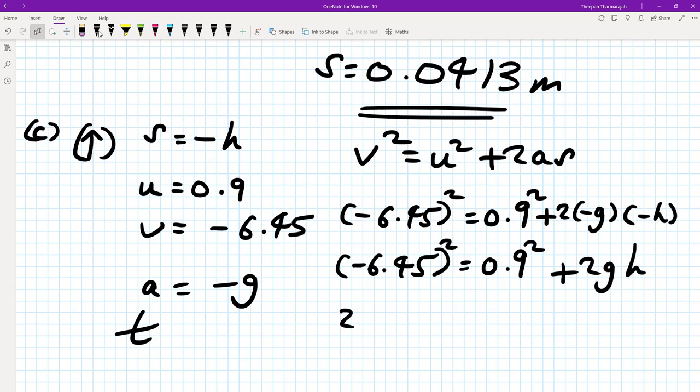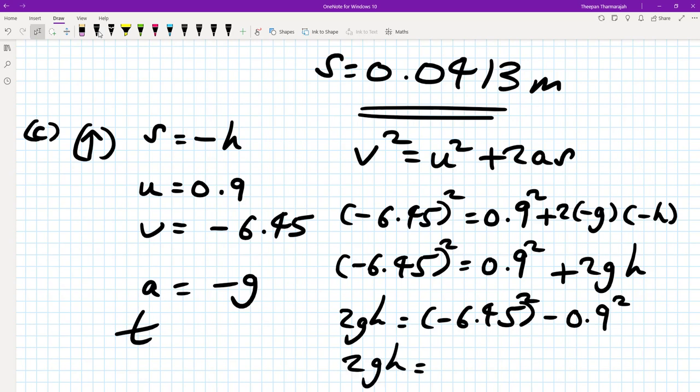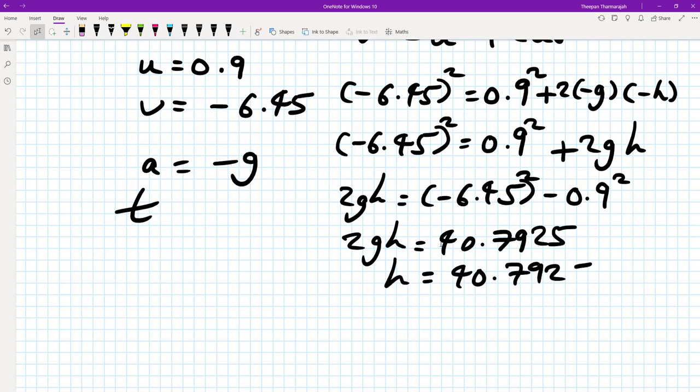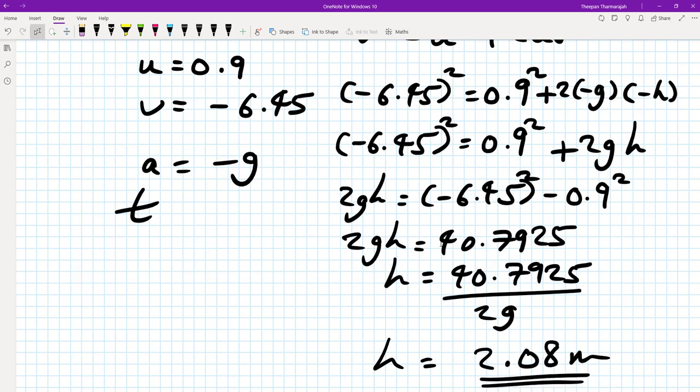So we get minus 6.45 all squared equals 0.9 squared plus 2gh. So we can say 2gh equals minus 6.45 all squared minus 0.9 squared. So 2gh is going to be equal to 40.7925. We're going to divide it by 2g. And that will give me 2.08 meters, correct to 3 significant figures.